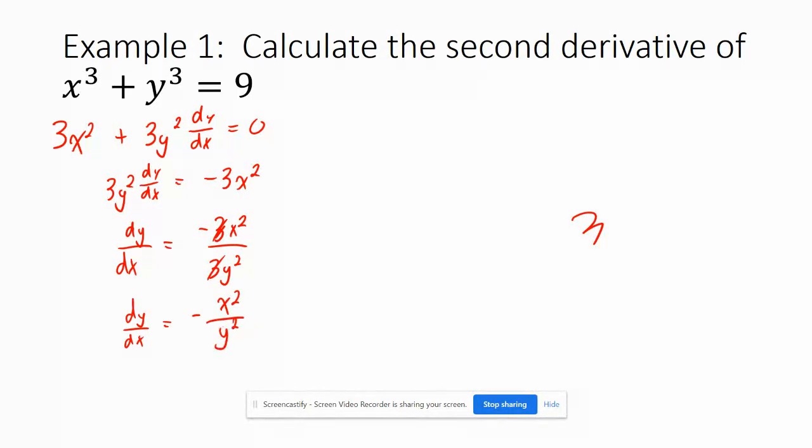Our second derivative we need to calculate is going to be based off of our first derivative. I'm just going to attach this negative to the numerator in this case. So our second derivative is d squared y dx squared. We have to use the quotient rule here: bottom times top prime, y squared. The derivative of negative x squared is negative 2x, minus top times bottom prime.